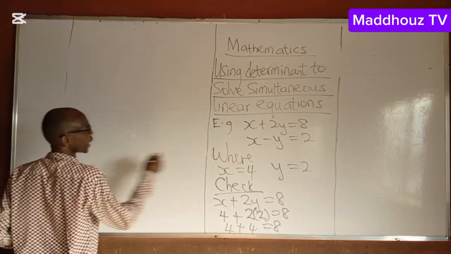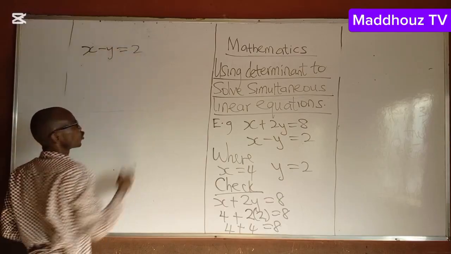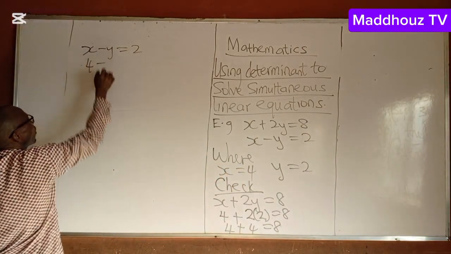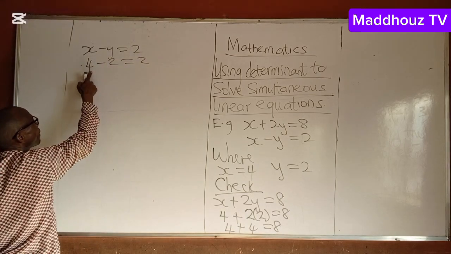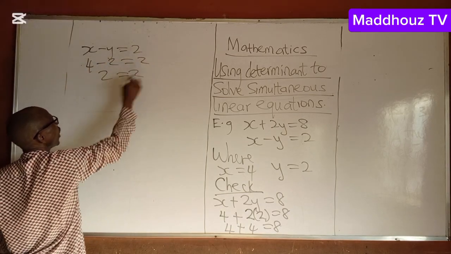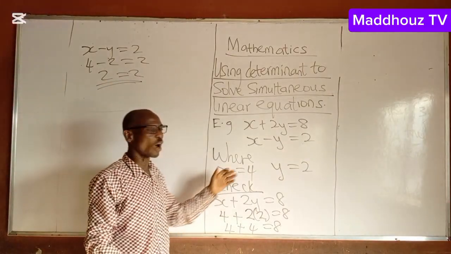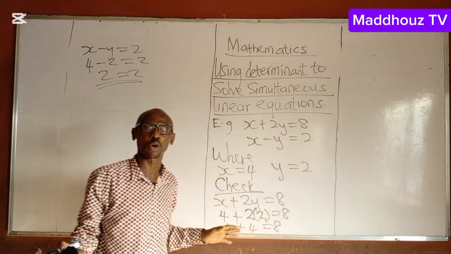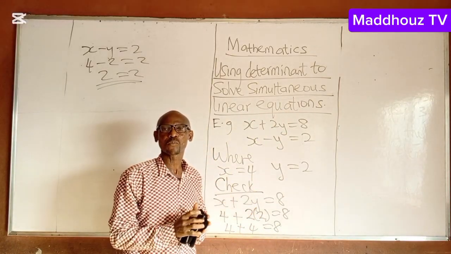Now let's look at the other equation there: x minus y is equal to 2. So let's put the values, x is equal to 4 and y is equal to 2. So 4 minus 2 gives you 2. So it means the values of x and y satisfy all the equations. That is the meaning of a simultaneous equation.